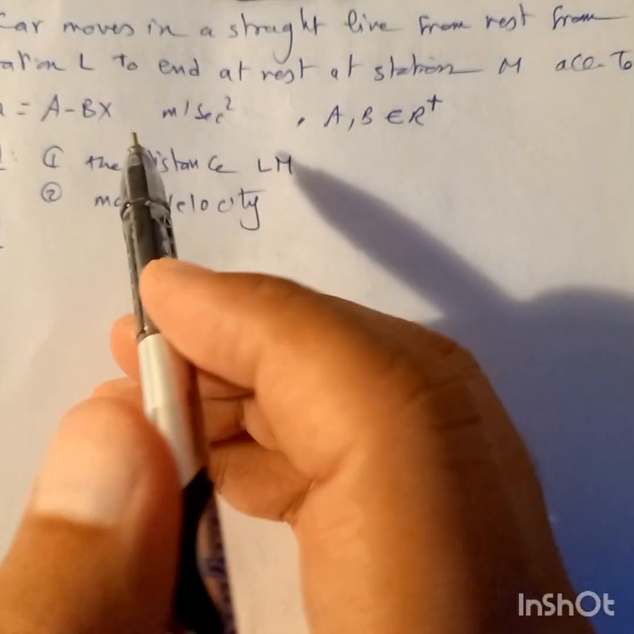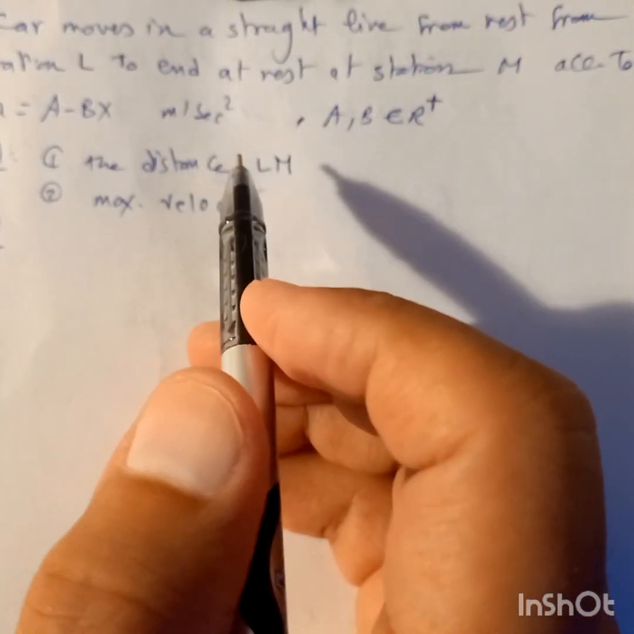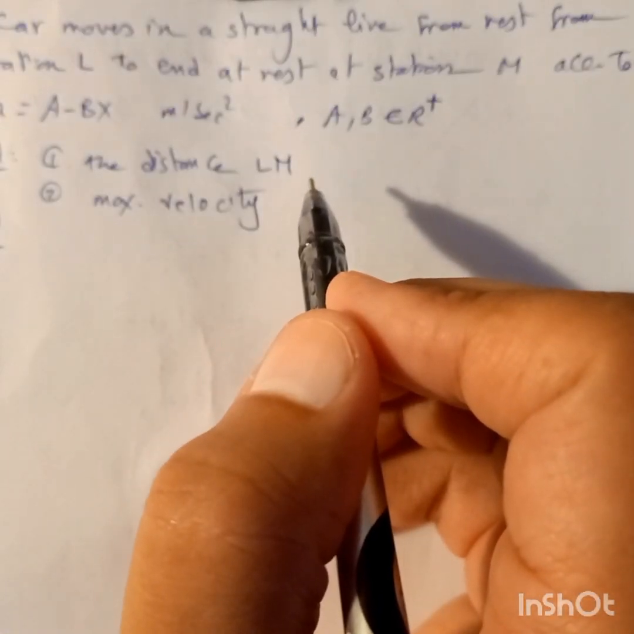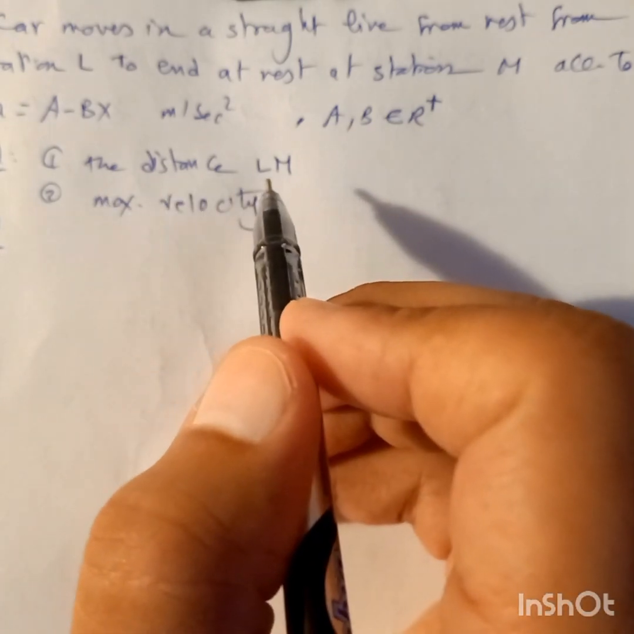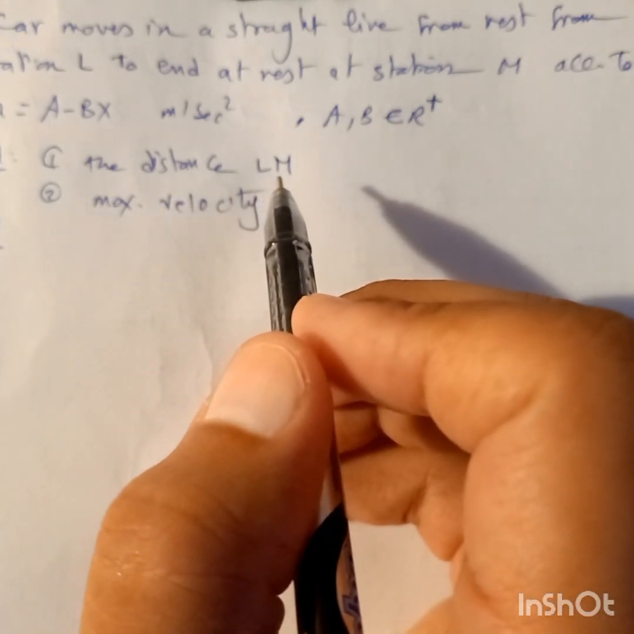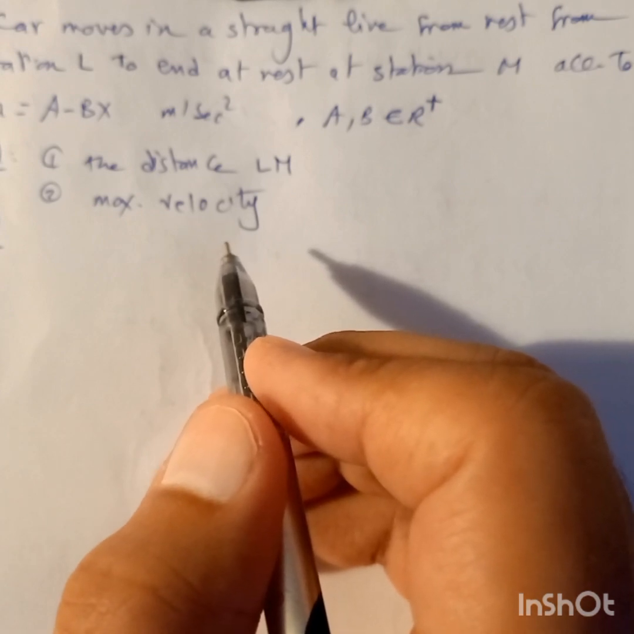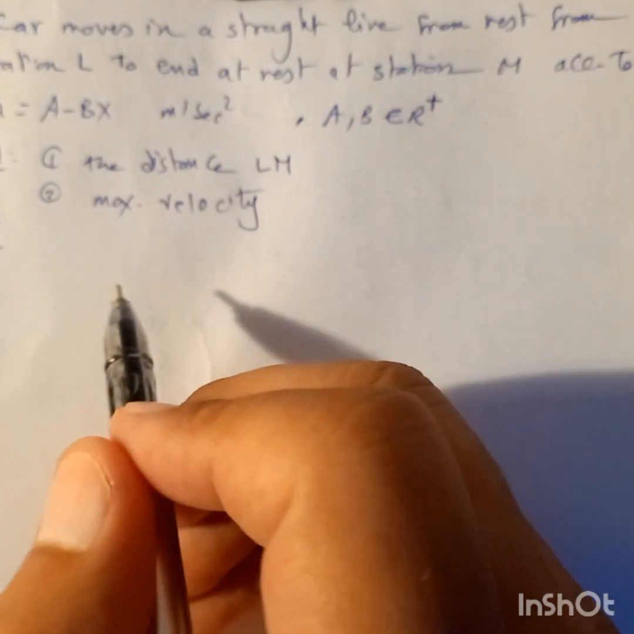We have this example: a car moves in a straight line from station L to come to rest at station M. According to the relation, acceleration equals a minus bx meters per second squared, where a and b belong to R positive. Number one, find the distance LM, the distance between the two stations, and find the maximum velocity.